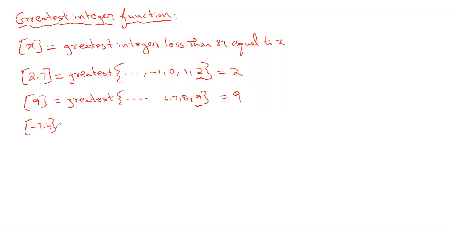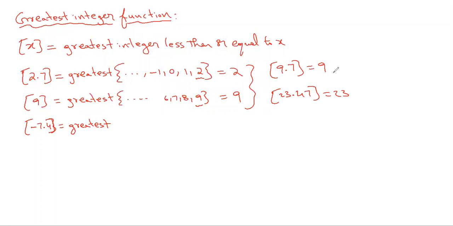And if you go for negative numbers also, suppose -7.4, the greatest integer function of -7.4. For a positive number, it looks like you just remove the part after the decimal, then you get the answer. So it is easy to understand. Two more examples: the integral part of 9.7 is directly 9. The integral part of 23.47 is directly 23. So it's easy to write for a positive number. Just remove the fractional part, the decimal part, and you'll get the answer. If there is no decimal part, the number itself is the answer.